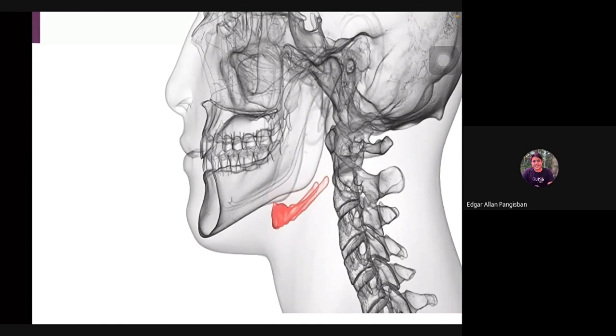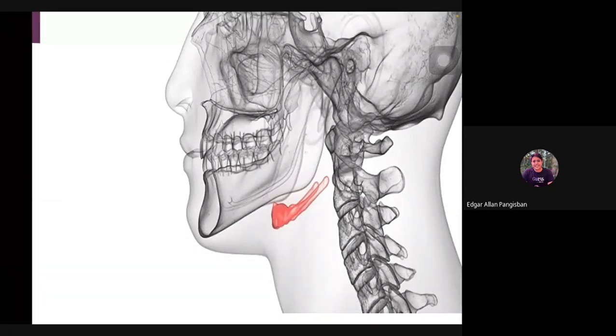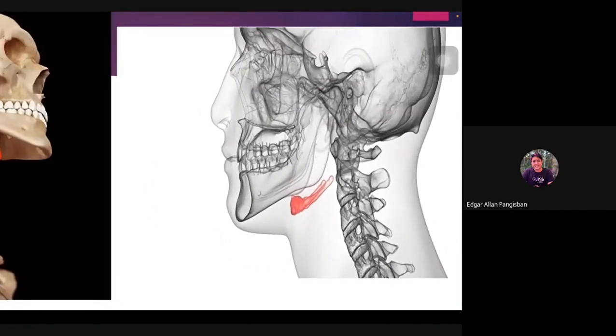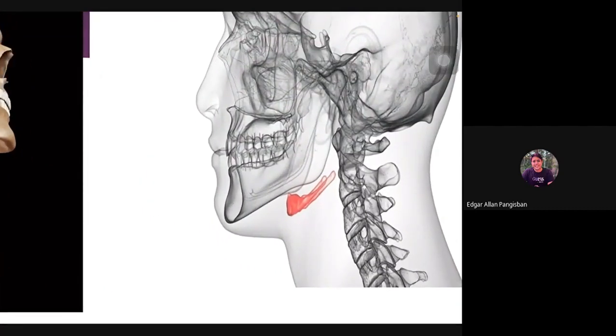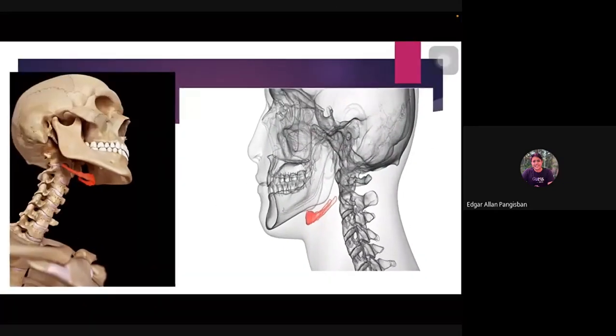So parang elastic sling itong mga muscles na ito. So they are continuously contracting. Okay, they oppose the movement either upward or downward. Kaya nakakapag-stay yung ating hyoid bone in its place, although para siyang naka-float. Okay? Okay, just a trivia.